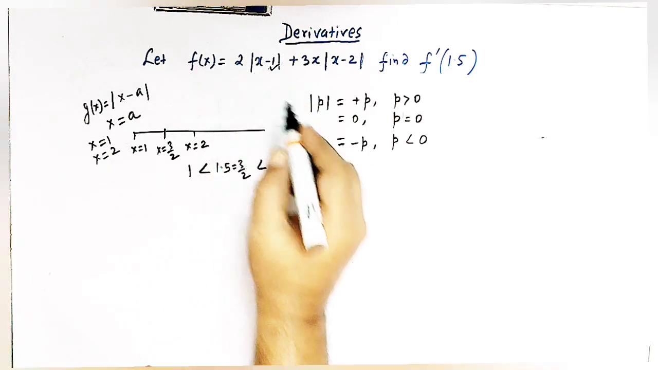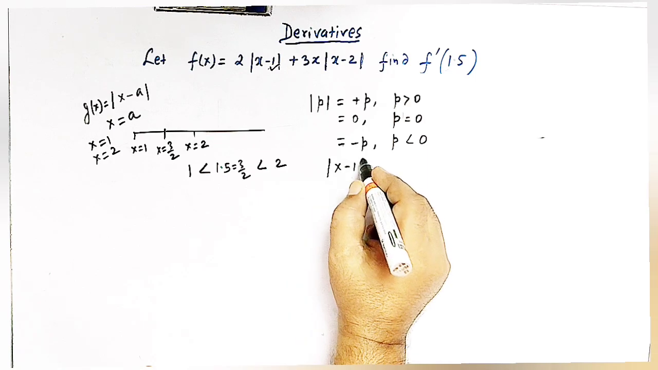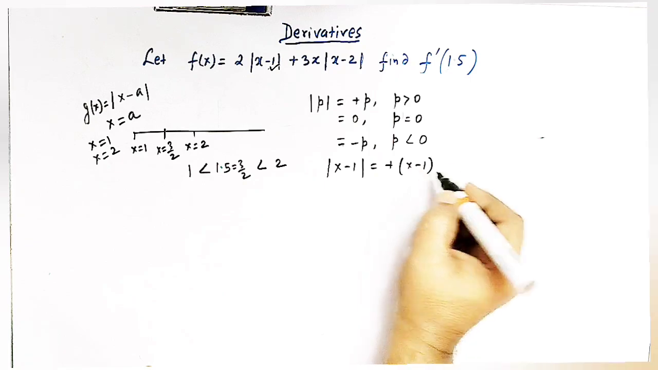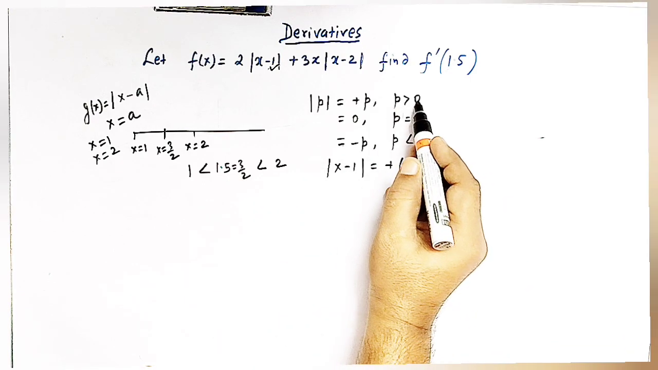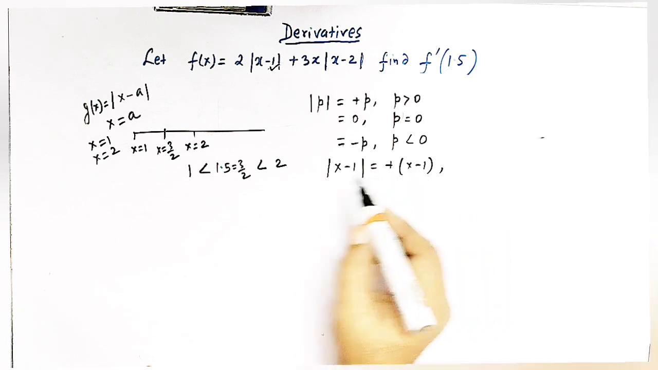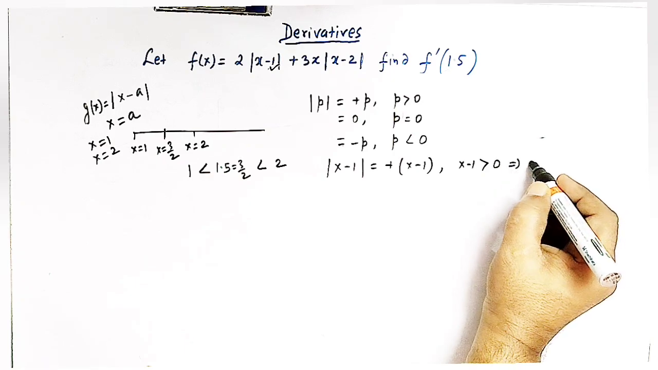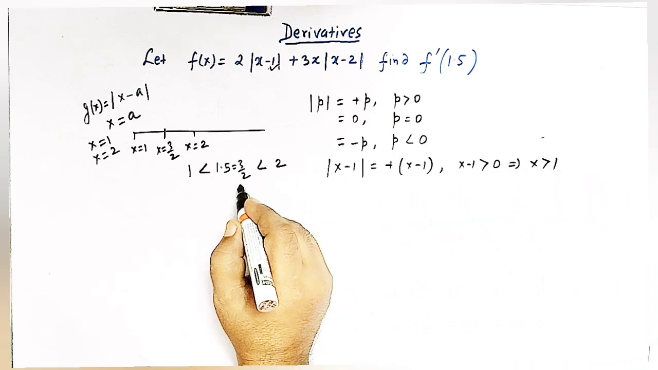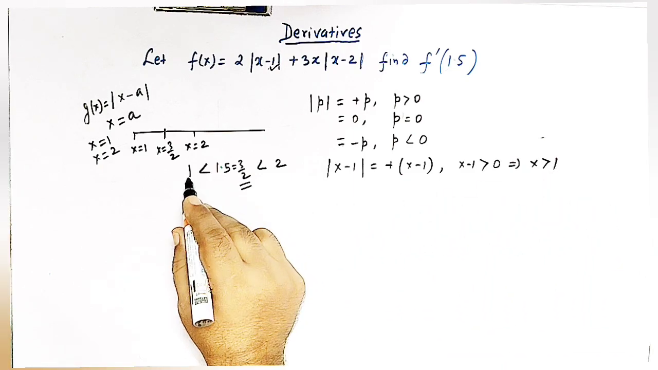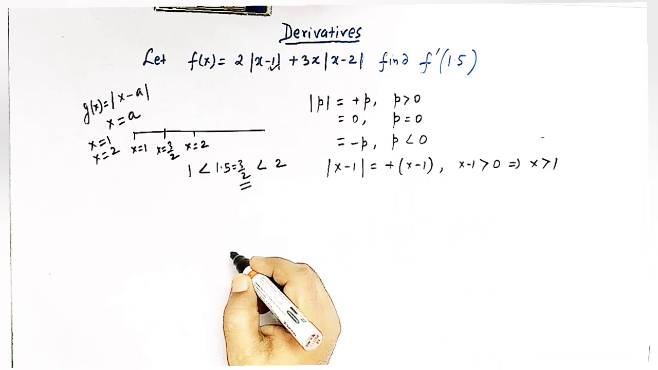Right. So now using this definition of mod function, we can now write mod of x minus 1 is equal to positive x minus 1 when p is greater than 0. So if we take p is equal to x minus 1, then here when we take x minus 1 greater than 0, it implies x is greater than 1, and this point 3 by 2 is greater than 1, right? So we can use mod of x minus 1 is equal to positive x minus 1.